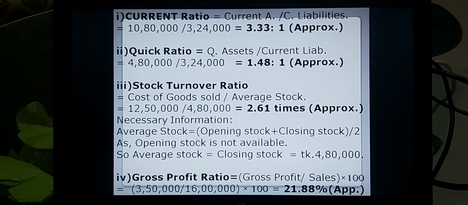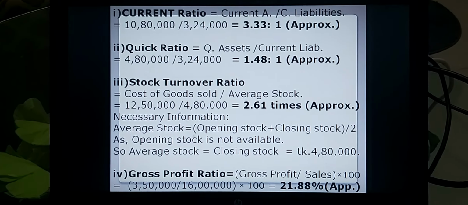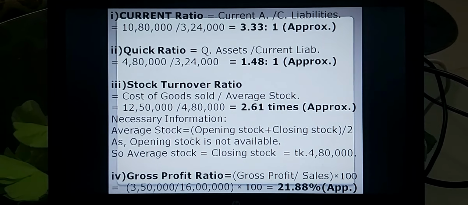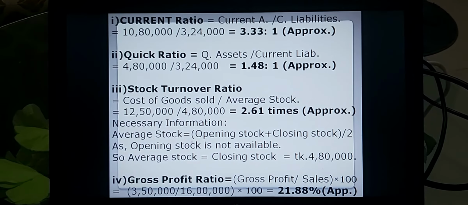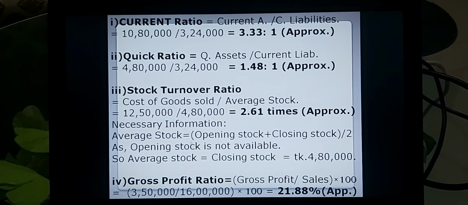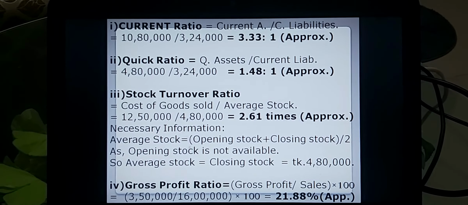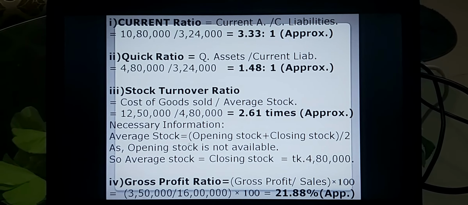This ratio is also satisfactory for this business because gross profit ratio standard is 20 to 30%. So it is available, 21.88% is the approximate value.